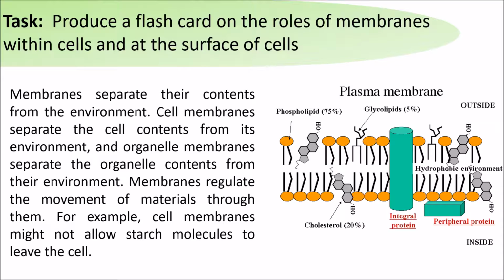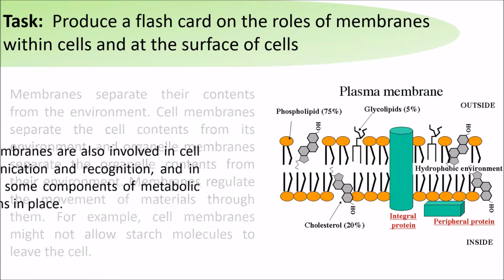Membranes separate their content from their environment. Cell membranes separate the cell's content from its environment, and organelle membranes separate the organelle contents from their environment. Membranes regulate the movement of materials through them. For example, cell membranes might not allow starch molecules to leave the cell.